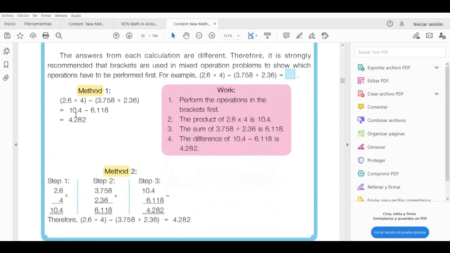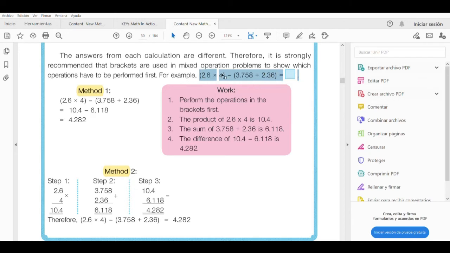Here we have the mixed operation. We have already written the brackets. Now we have 2.6 multiplied by 4, inside of a bracket, minus another bracket, 3.758 plus 2.36. So, how to develop this operation?